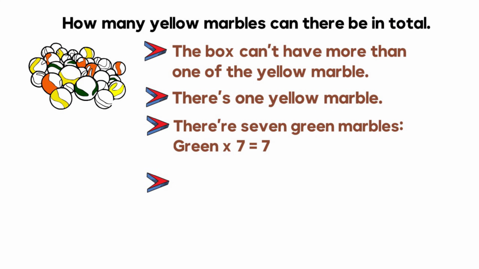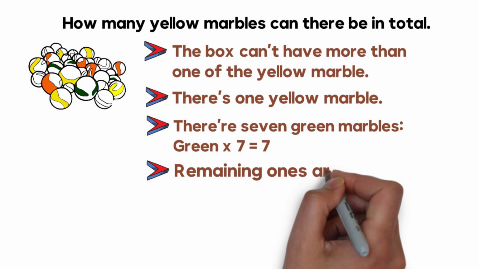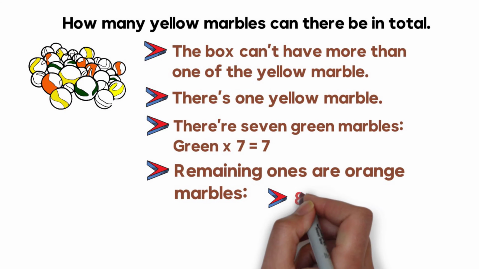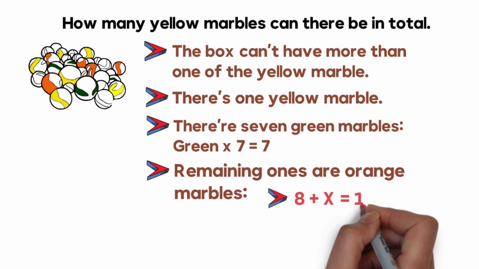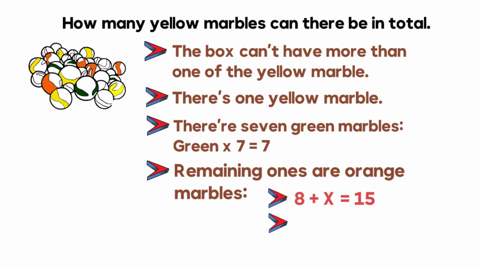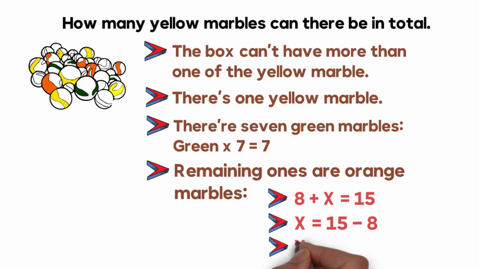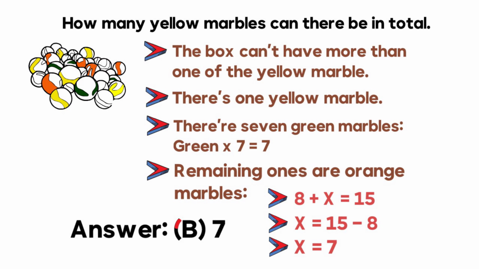So the only thing that's left is calculating how many orange marbles are out there. And we can easily calculate it by using the formula 8 plus x equals 15. So x is calculated by subtracting 8 from 15. The x equals 7. The correct answer here then is choice B, 7. Hopefully you've nailed this question and now know how to answer similar problems on the test.